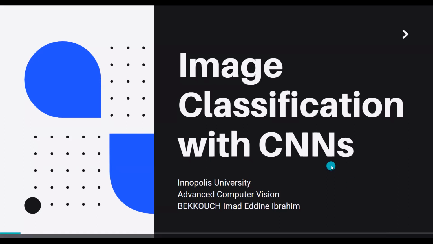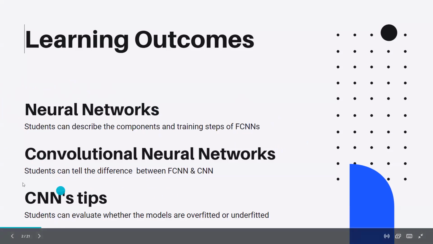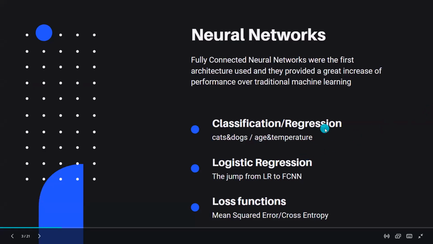So the first lecture is going to be about image classification with CNNs. The content is going to be very easy and generic. I'm assuming you already are familiar with neural networks. Then we'll speak about convolutional neural networks, and then some tips for CNNs, right? The first part is only about neural networks in general. We will start with what classification is, what regression is, basic stuff like this. We will speak about logistic regression, and then jump to things related to neural networks in general.